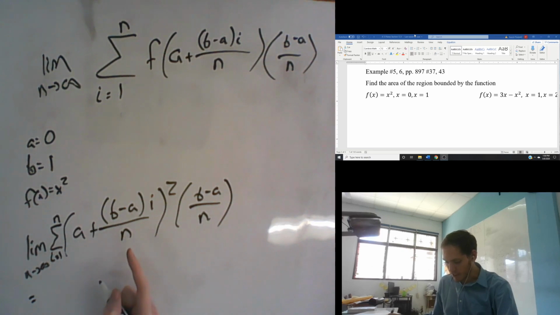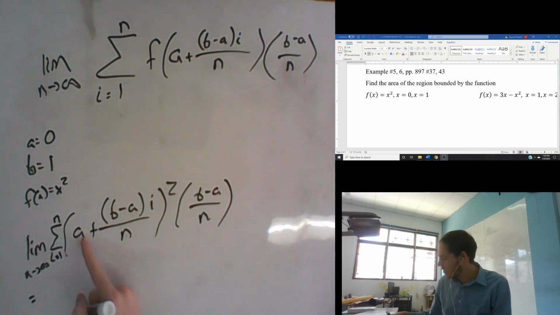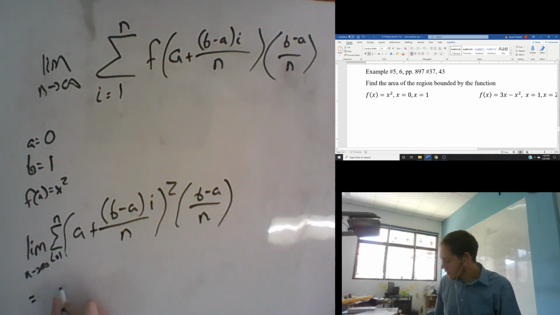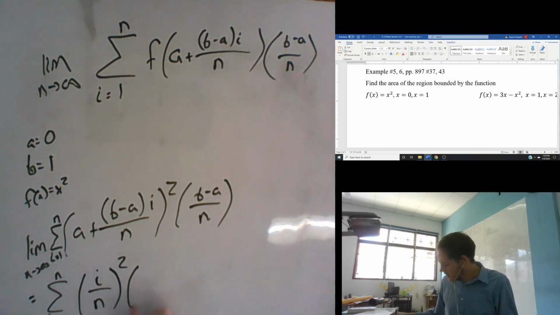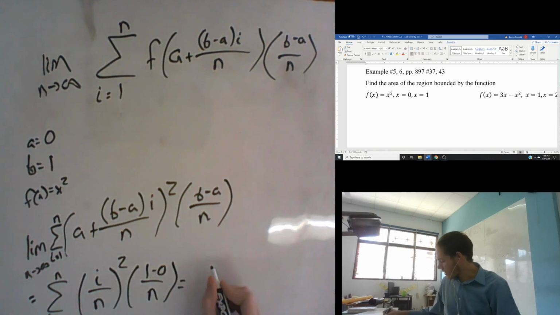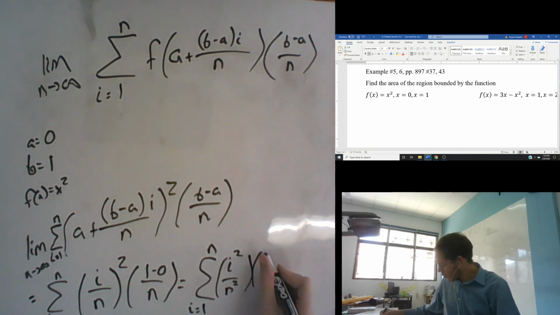The a and the b. How do I do this? With the a and the b, we know, so we're going to plug them in. So we get the sum as i equals 1 to n of, a is 0, so that cancels. b is 1, so we get i over n squared times 1 minus 0 over n. So we get the sum of i equals 1 to n of i squared over n squared times 1 over n.